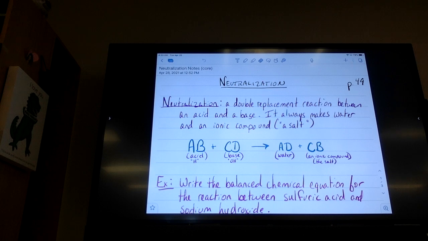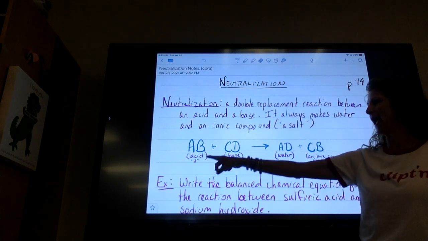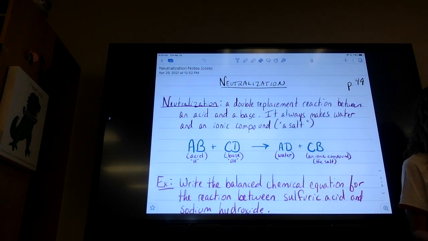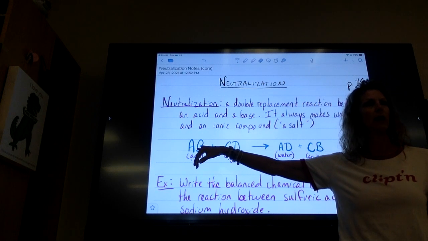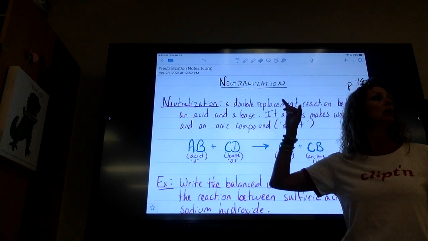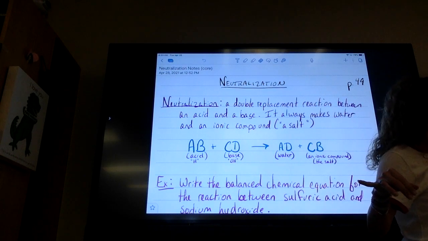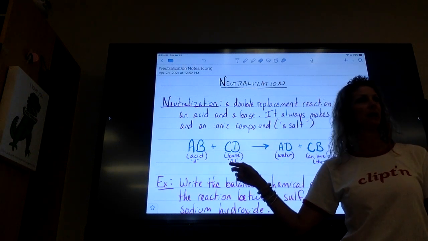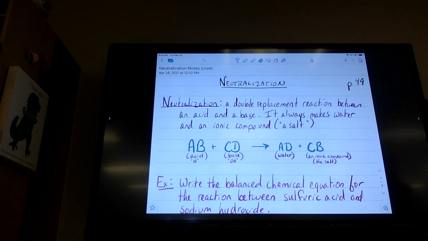So a neutralization is a double replacement reaction that has an acid and a base before the arrow, in the reactants. You'll know it's an acid how? What do acids look like? Start with H. Good. How are you going to know it's a base? OH, hydroxide. Good. So if it's an acid and a base on the left before the arrow, it's called a neutralization reaction. So you're going to have to do that on the test.